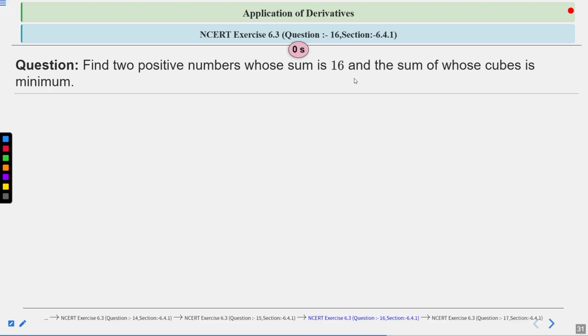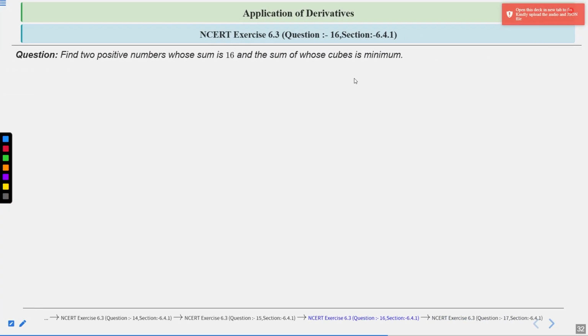Okay, hope you all have attempted this. Let us see how we can solve this question. Question is, find two positive numbers whose sum is 16 and the sum of whose cubes is basically minimum, right? The correct answer is basically 8 and 8. Right, let us see the solution part.